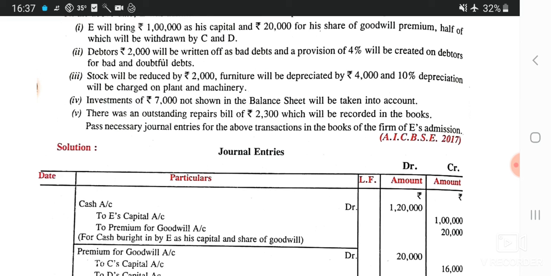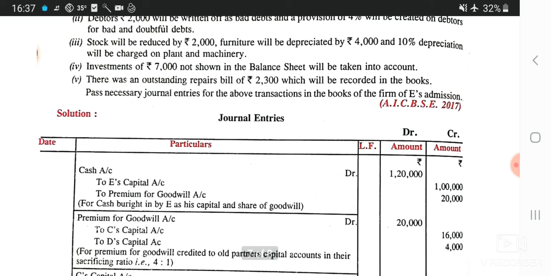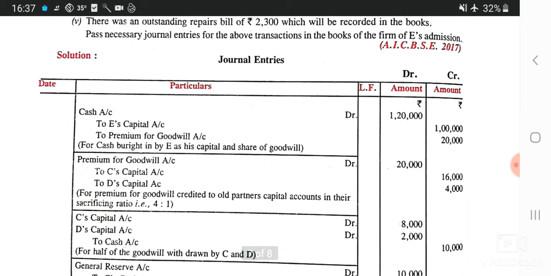Then the premium for goodwill is transferred to the capital accounts of C and D. Premium for goodwill account debit to C and D in the sacrifice ratio. Then that goodwill amount is withdrawn: C's capital account debit, D's capital account debit to cash. Because see, now when we withdraw goodwill from the capital account, the entry is to cash or to bank. The account is the capital account. Okay. So the entry will be C's capital account debit, D's capital account debit to cash.